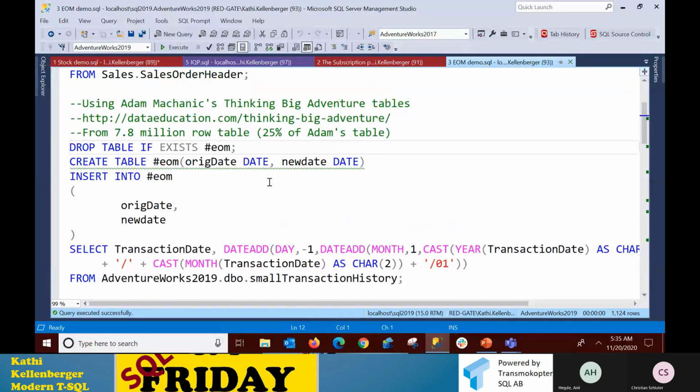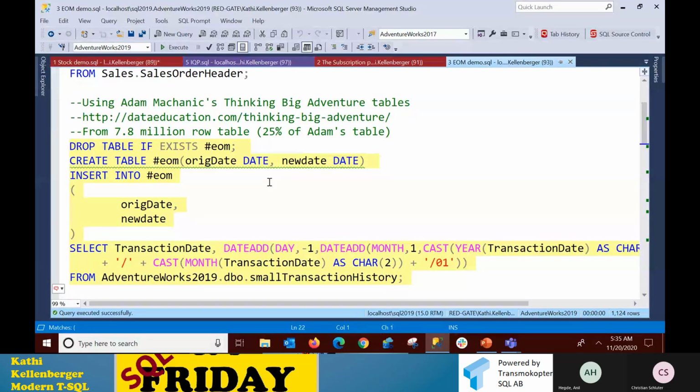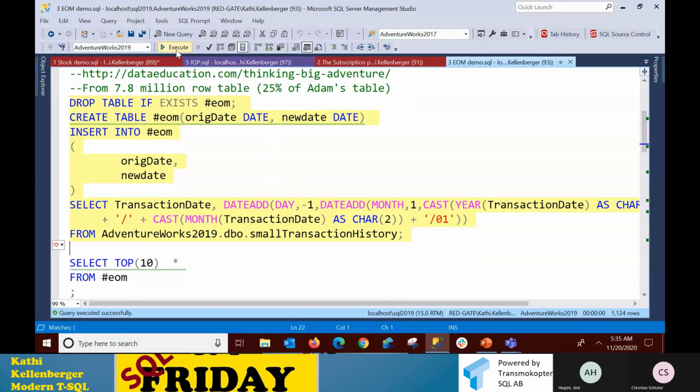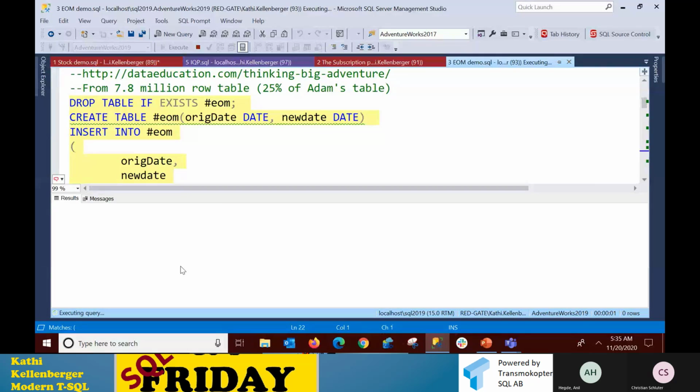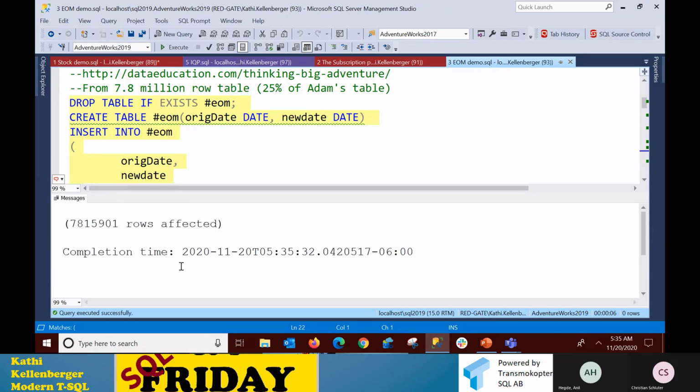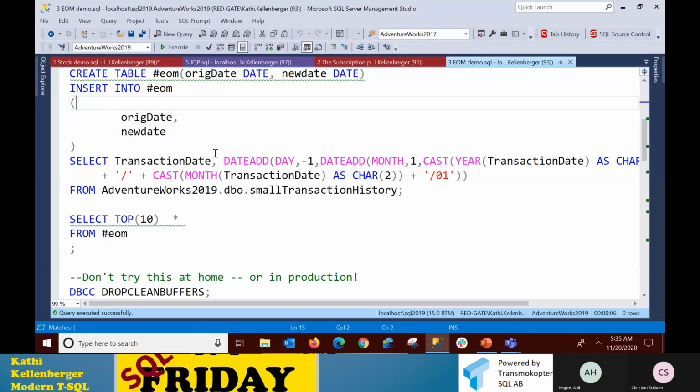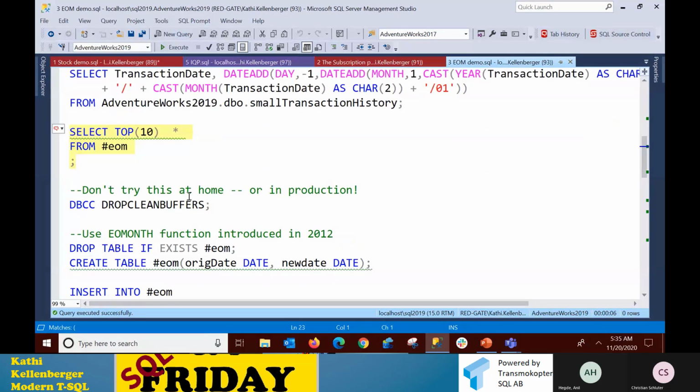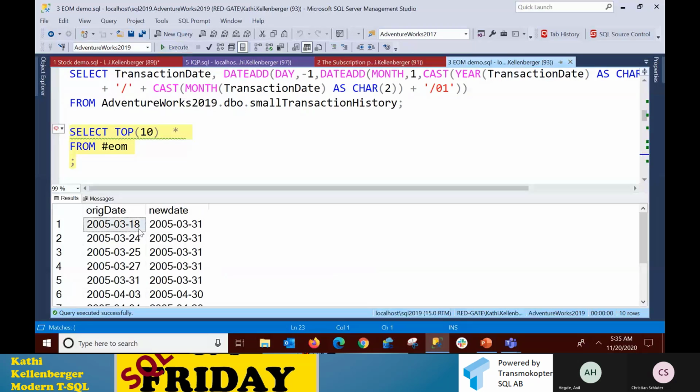I don't want to populate the grid, so I'm just going to throw the results in a temp table and go ahead and run this from this small transaction history table just to see how long it takes. Hopefully it doesn't take too long. There it goes. It took 6 seconds, and that wasn't too bad. I'm going to select from that just to make sure that it did work. It does look right.